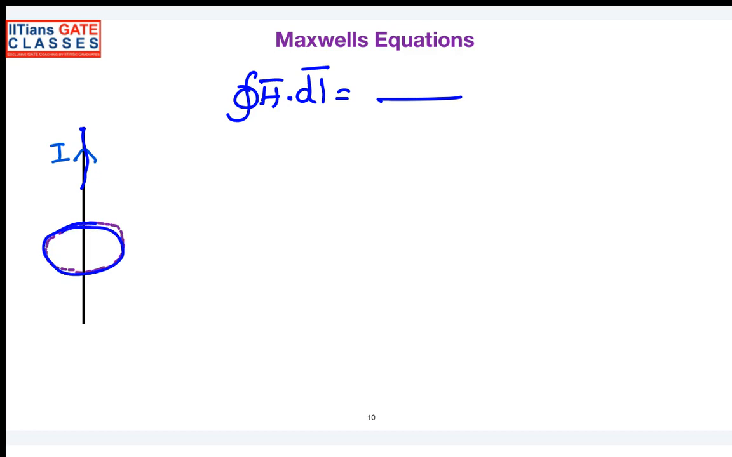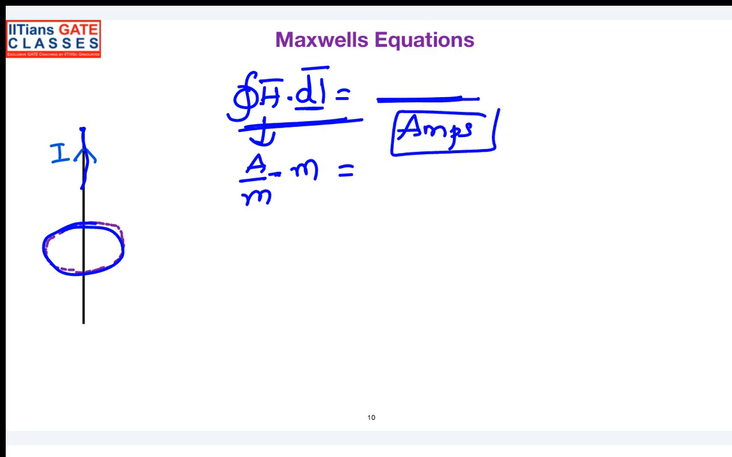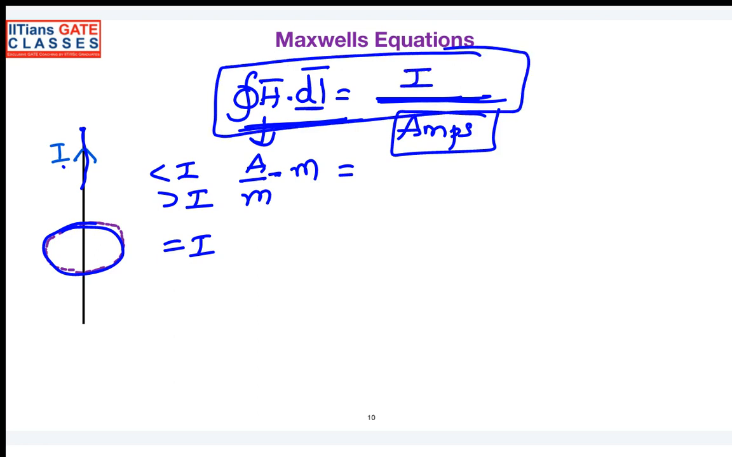If you see it unit-wise, this particular term gives something like this. The magnetic field intensity is in the order of ampere per meter and the length will be in meter. So finally the answer is going to be in the order of amperes. Right? Now I want to know exactly what that current is. Is it less than I, or greater than I, or exactly equal to I? Can you answer? It is equal to I. What is the reason?